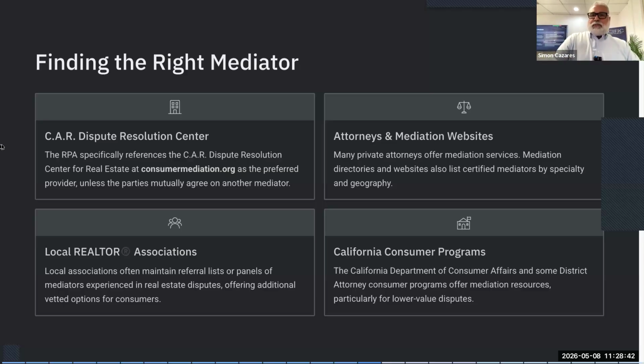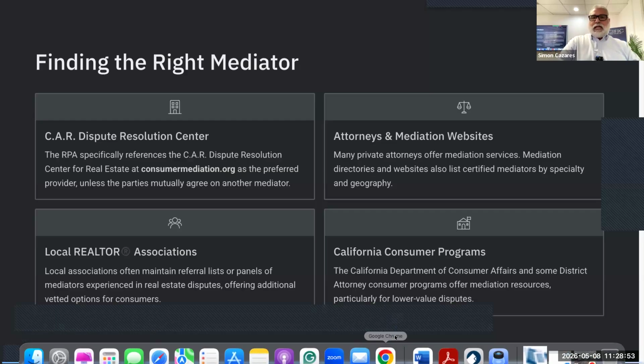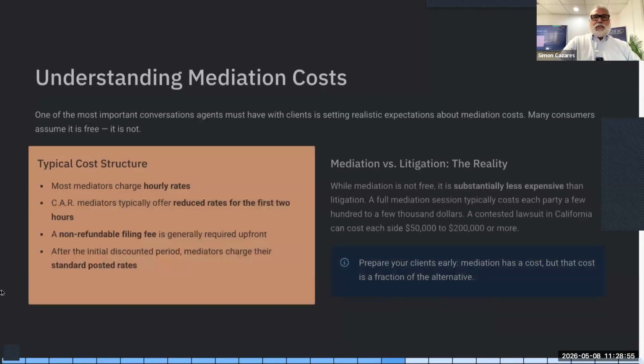And then California consumer programs, the California Department of Consumer Affairs, and some district attorney consumer programs offer mediation resources as well.